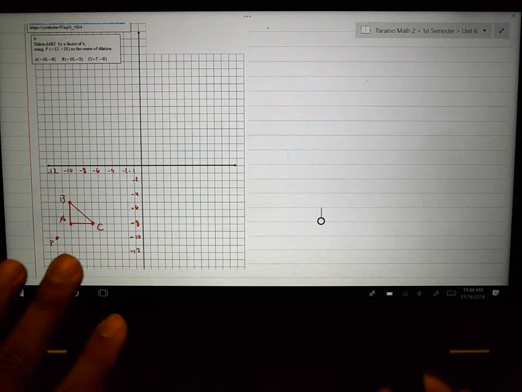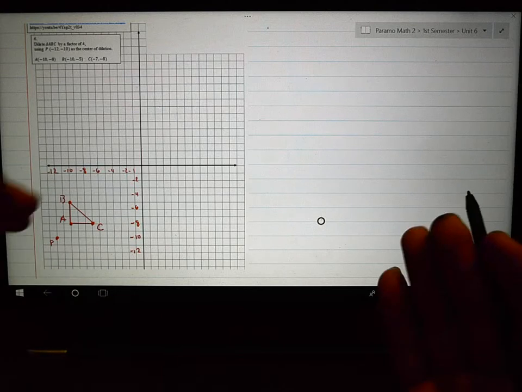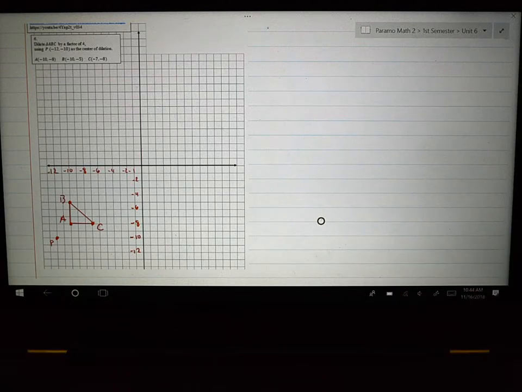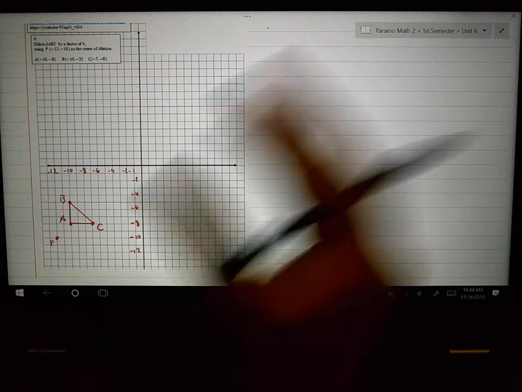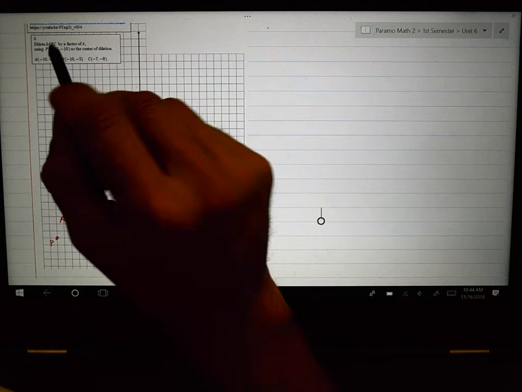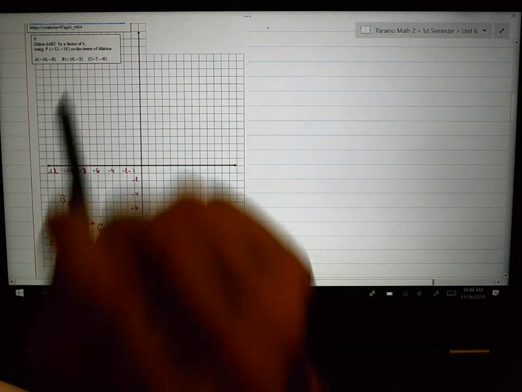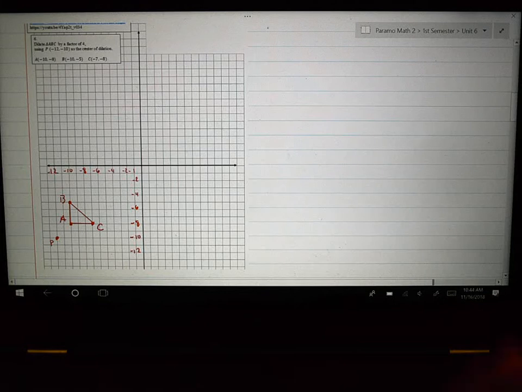As a matter of fact, everything in 6.4 is going to have that center point outside of the shape, which will create, or you can think of it like a projector. It's projecting something that gets bigger. What this says is that we're going to dilate triangle ABC by a factor of 4. That means it's going to be 4 times bigger. How you're going to do that is very simple. Here's what we're going to do.